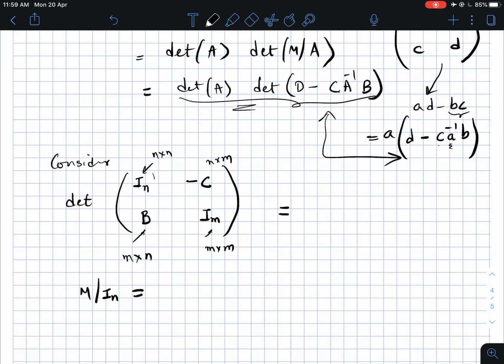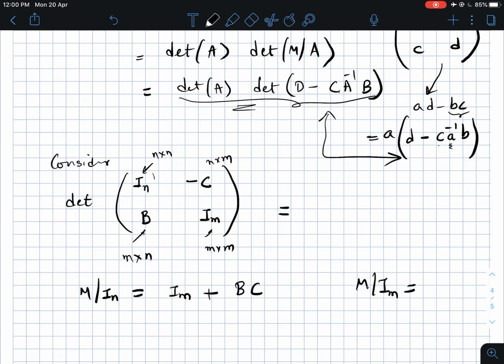So in fact, what will be the Schur complement of IN? To find the Schur complement of IN, the N cross N identity, I'll just start opposite. IM minus B times IN inverse C. IN inverse is just IN, so you'll have B times minus C. So that's just going to give you plus BC. That's what M by IN is.